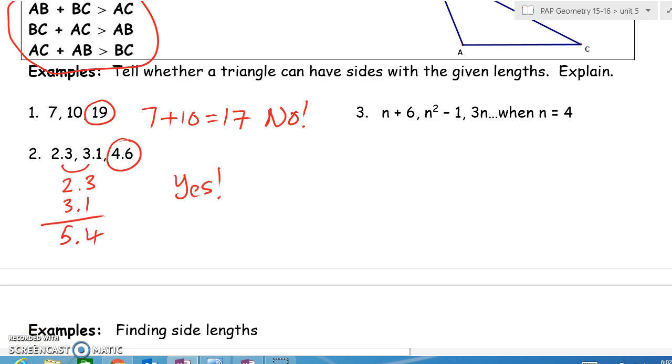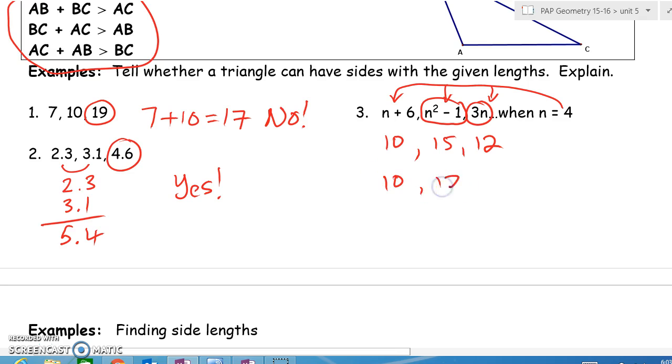Okay, number 3. We've got a little bit more work to do here. We need to plug in this 4 into each one of these, here, here, and here. And when we plug in 4 to n plus 6, we get 10. When we plug in 4 to here, we get 4 squared, 16 minus 1 is 15. And then when we plug 4 into here, we get 12. And just to be safe, I would put them in order. So I would go 10, 12, 15, and then I would add these two up.